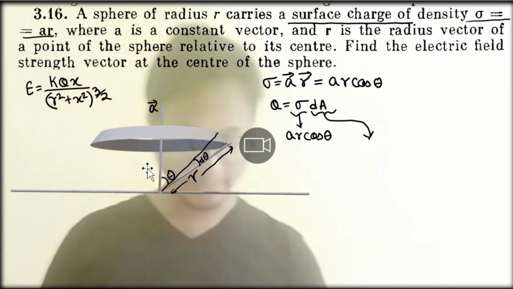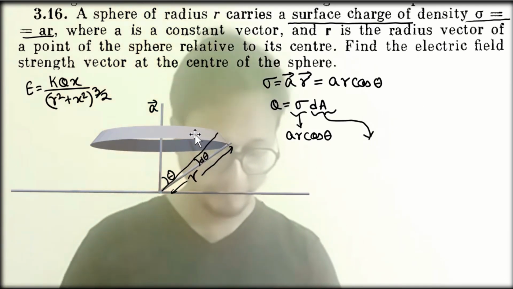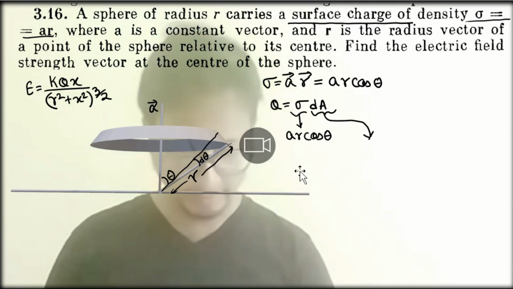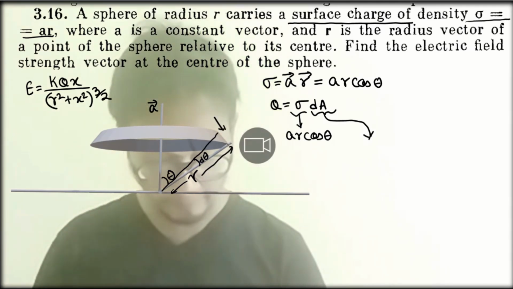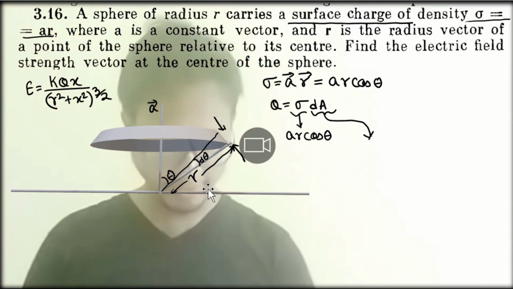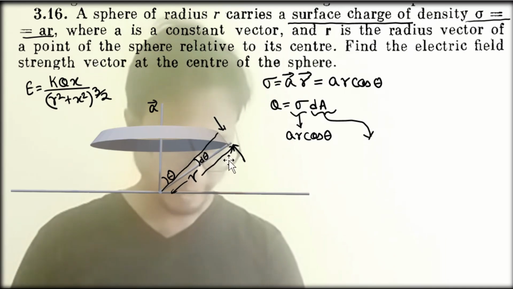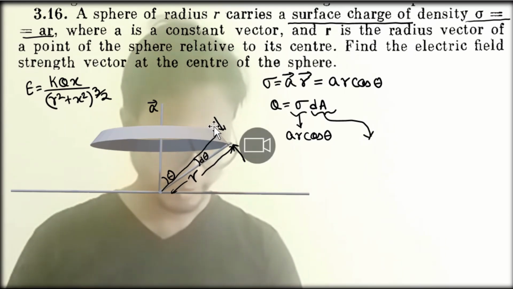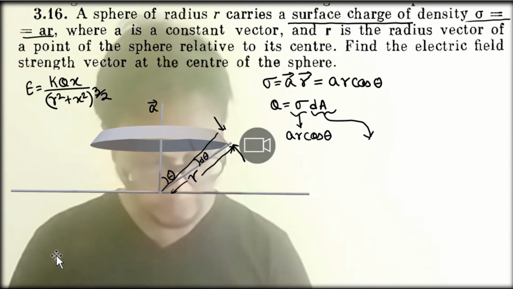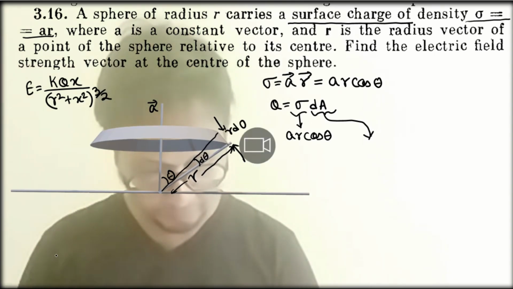Elemental area of the ring is nothing but the perimeter of this ring into this much length. How much is this much length? If I see, this ring was made from a circular hemisphere, no? So this much length is nothing but R d theta, isn't it? So this much length would be nothing but R d theta.